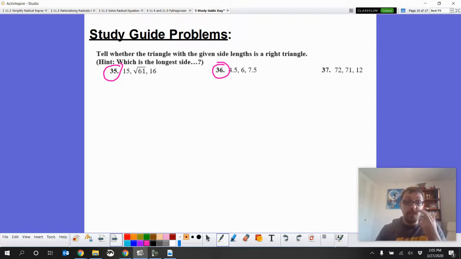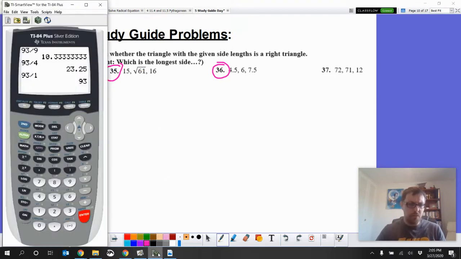Next, we want to see if these are making right triangles, yes or no. So the way to do that is you want to put the longest side in for C. Now, I can tell that 16 is definitely bigger than 15, but I don't know if 16 is bigger than the square root of 61. So I better check really quick. How big is the square root of 61? I don't think it's very large, but I want to know what it is. Okay, so it's about 7. So 7 is smaller than 16. So 16 is our biggest number.